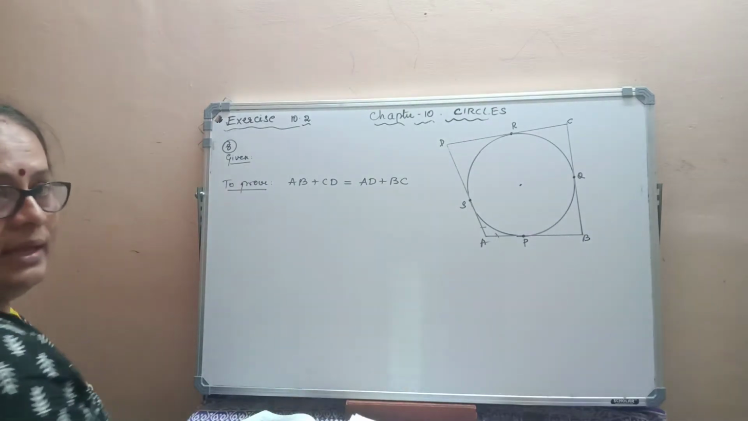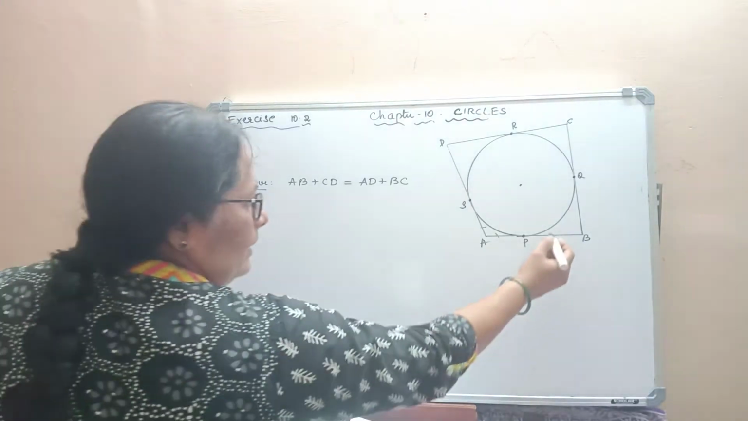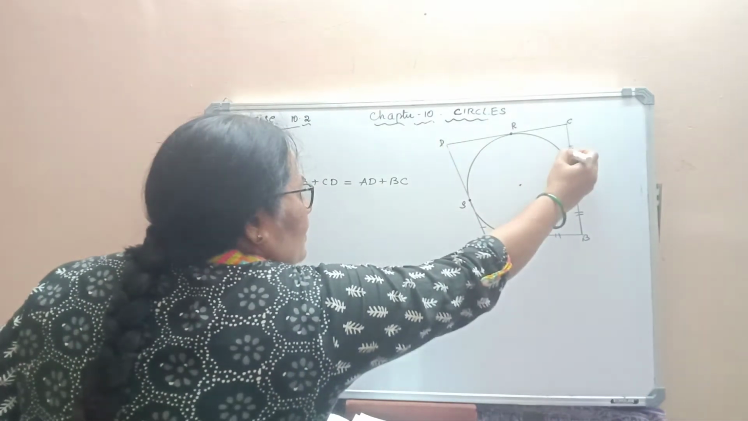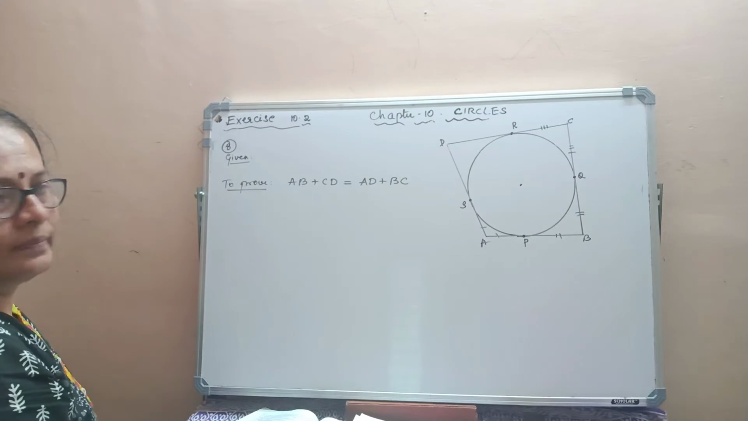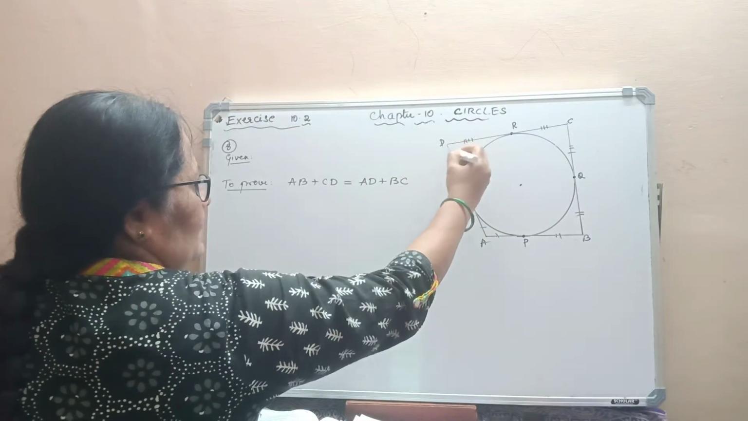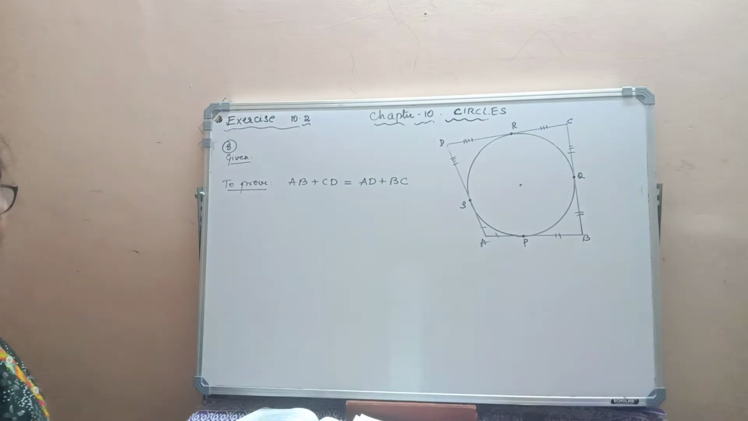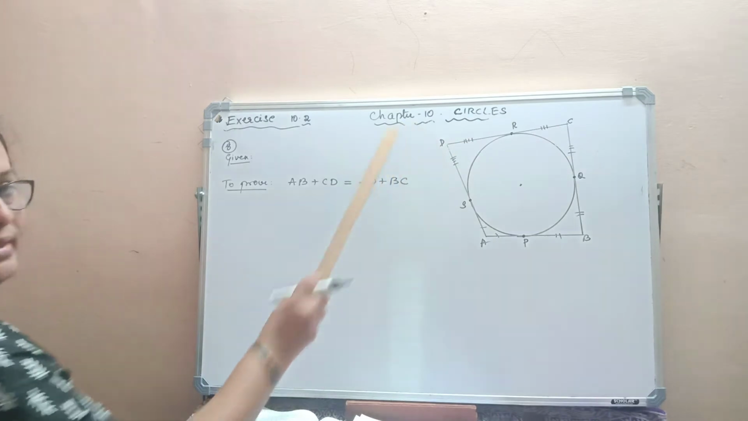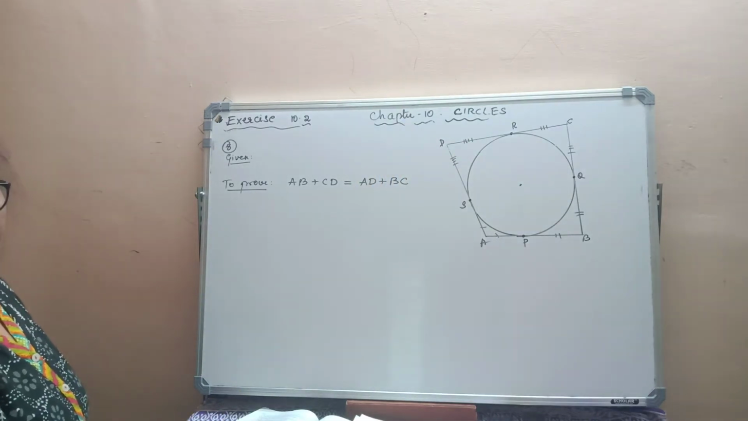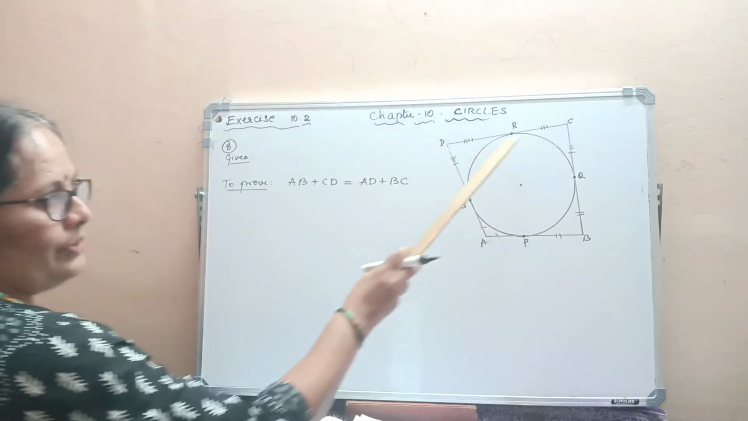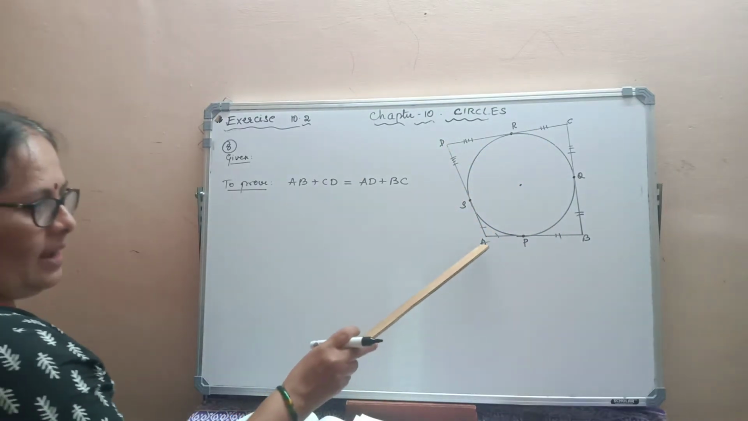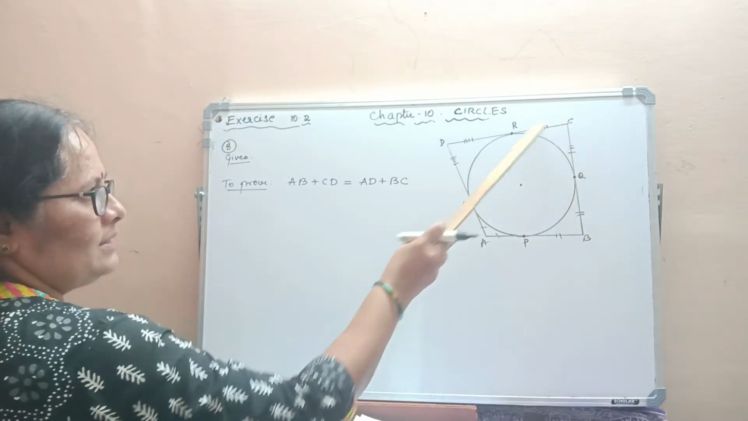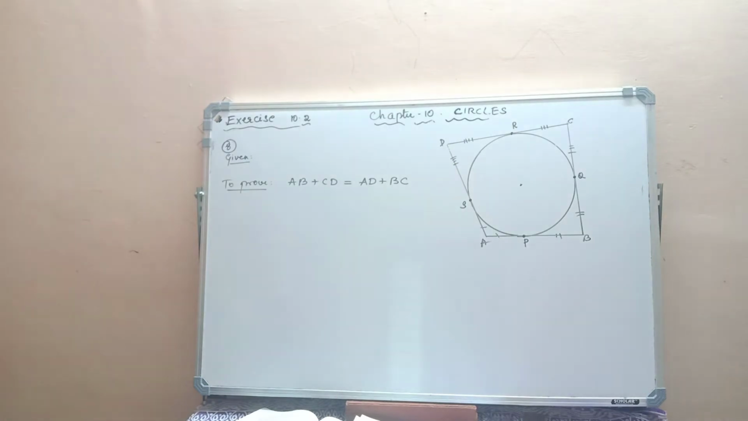So AP equals AS. Then PB equals BQ. Then CQ equals CR. And DR is equal to DS, because of theorem 10.2: tangents from an external point to a circle are equal in length. A, B, C, D are the exterior points to the circle, so AP equals AS, PB equals BQ, CQ equals CR, DR equals DS.